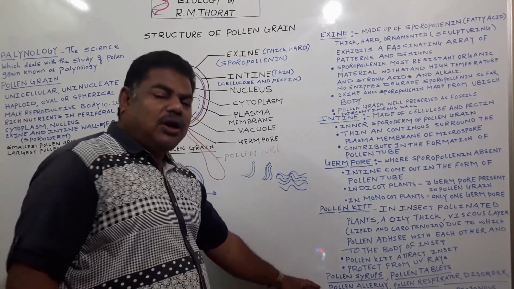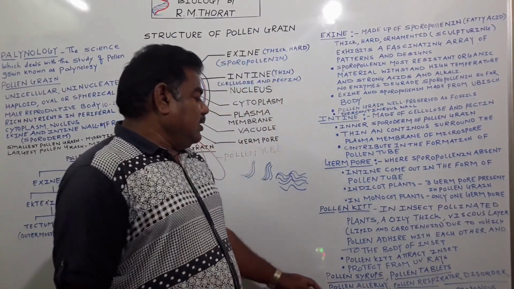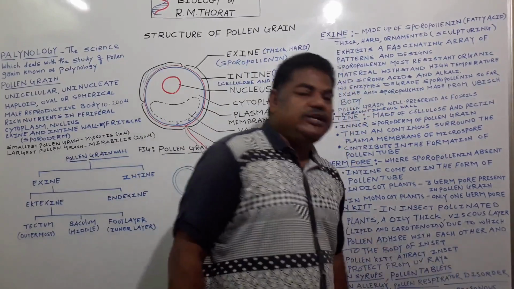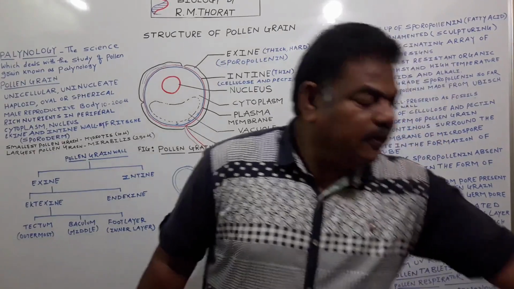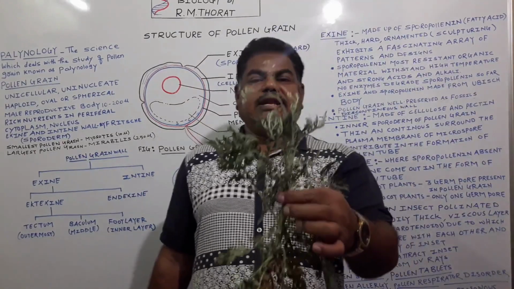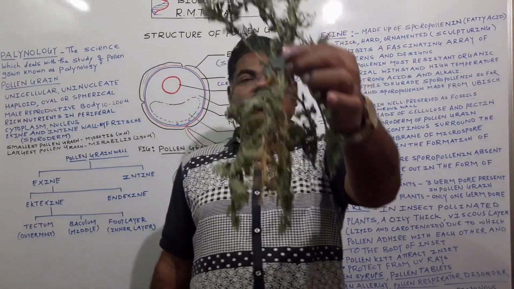Nowadays pollen allergy is also detected. There are some pollen respiratory disorders also detected in humans. One plant is with me. This is a plant we call Parthenium. This plant we call Parthenium. This one is the Congress grass.